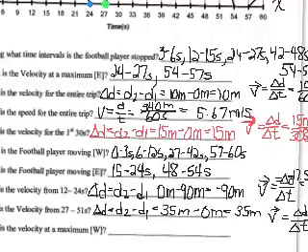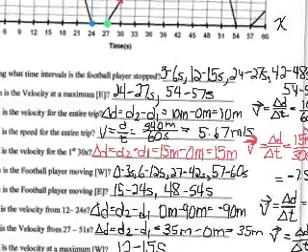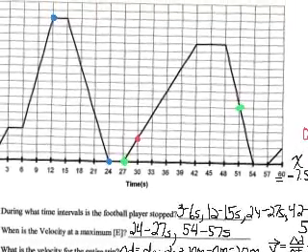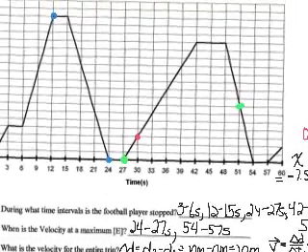So we're going to figure out when the velocity is at maximum. Well, we don't have to figure it out, but it's between the time intervals of 12 and 15 seconds. That's it. Now, if I'm going to describe this graph of this football player, this is how I would describe it, just by looking at the information. I'm not worried about calculations or anything.